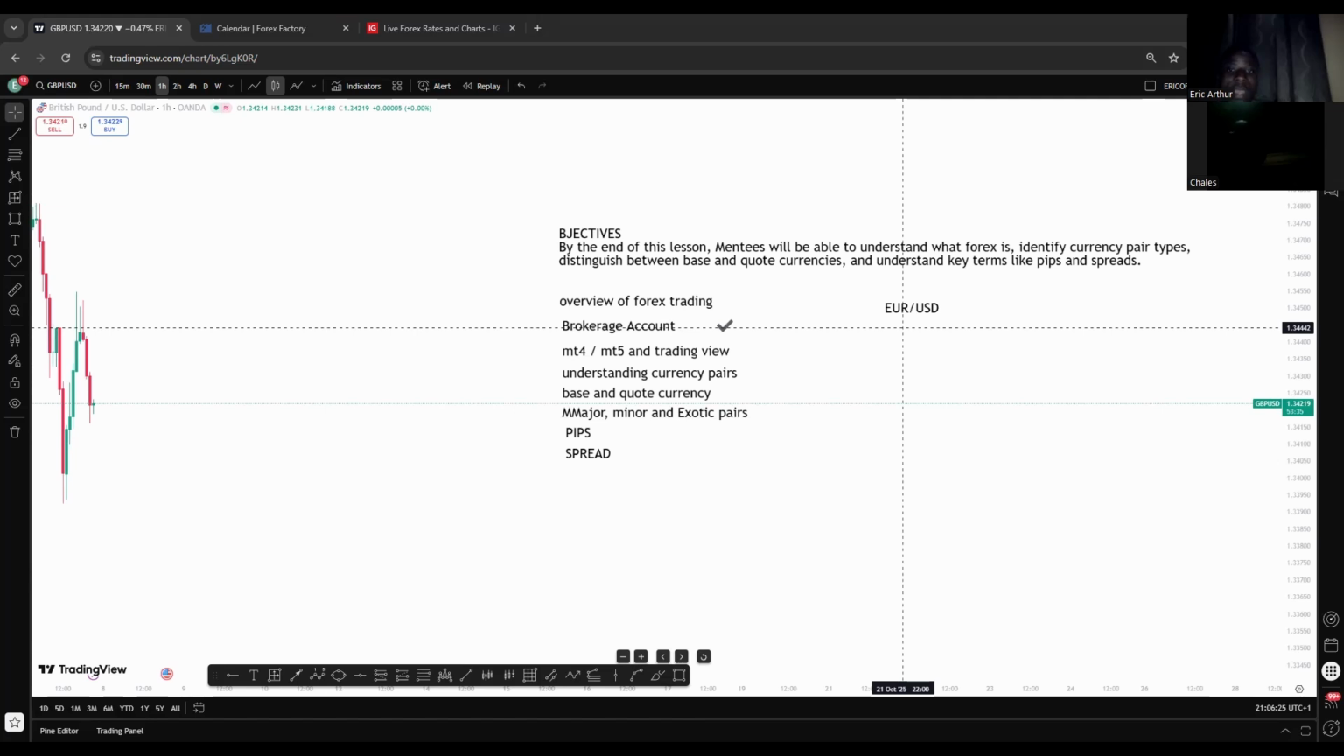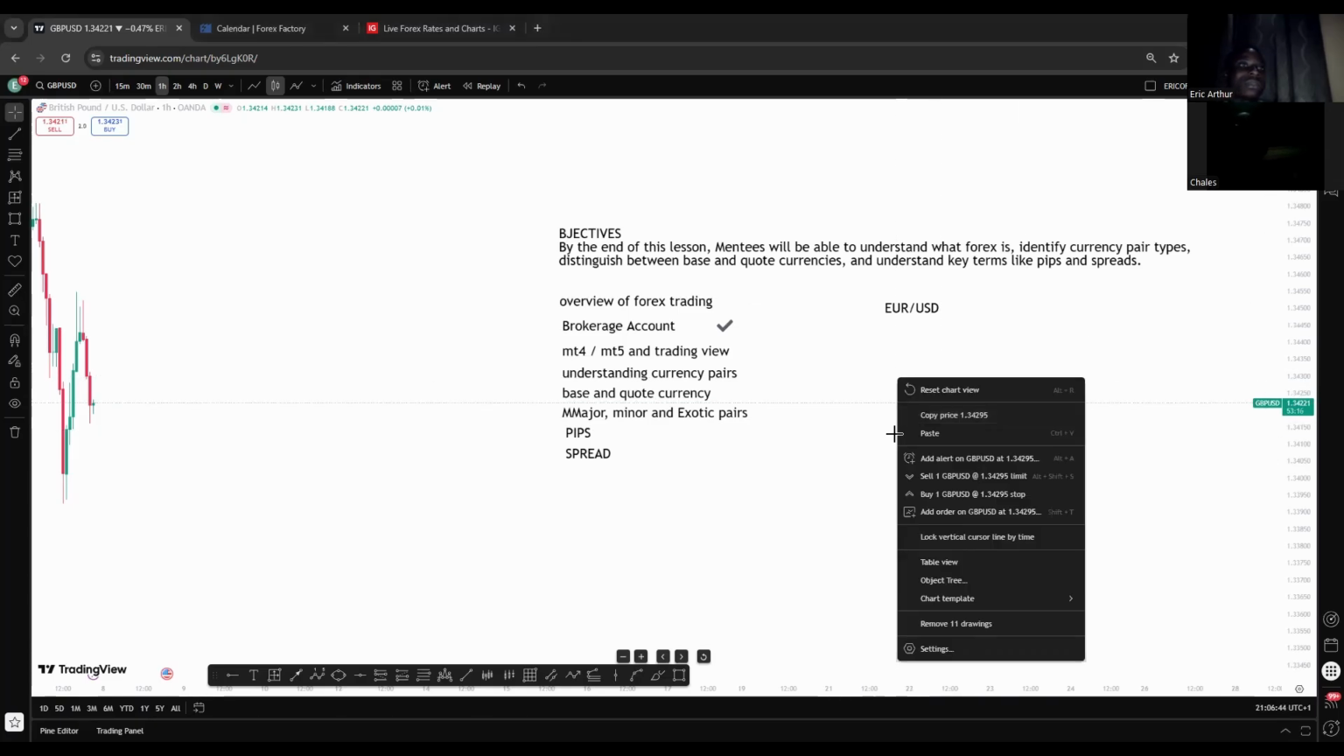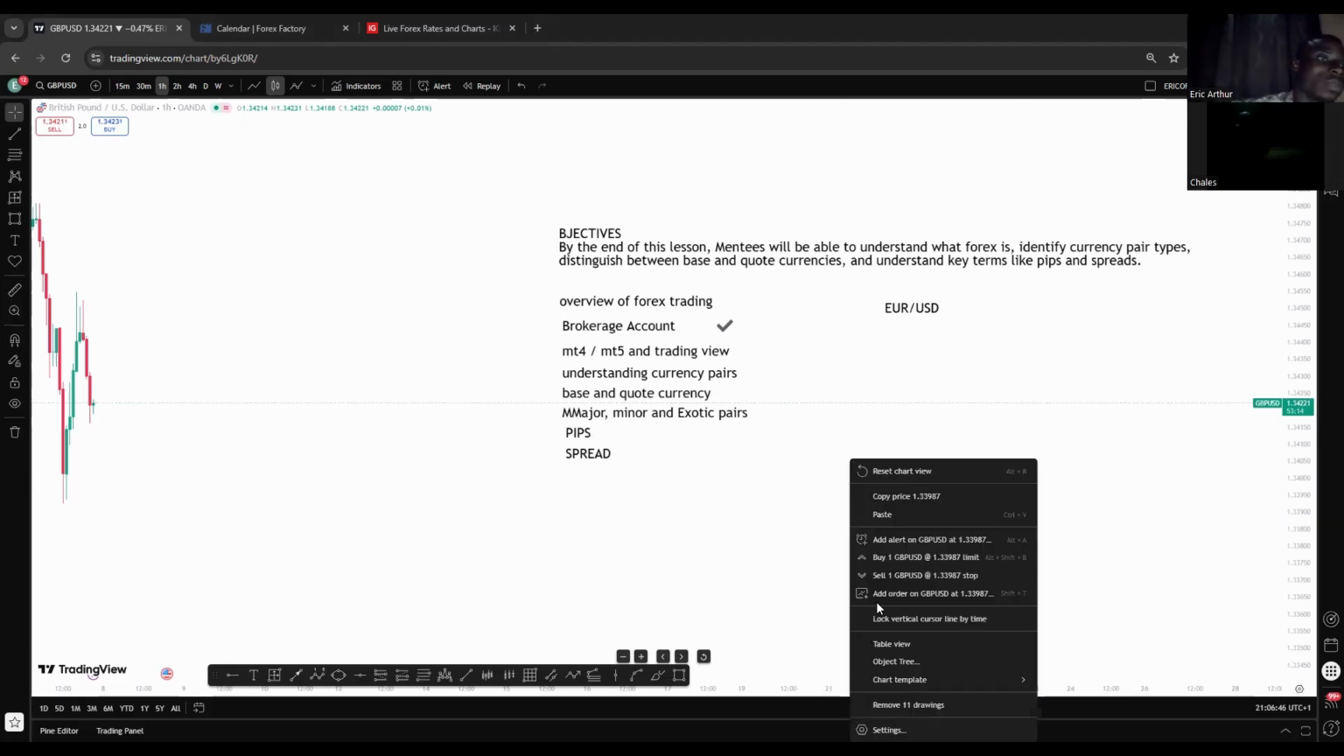And the ask price is the lowest price a seller is willing to accept. You get it? So the difference between these two prices is the spread. You get it? So let me see if I can do some settings so that the spread will show here.